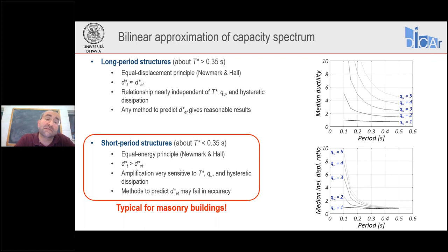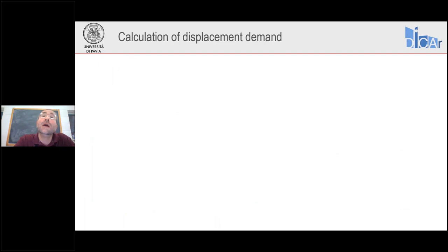Usually masonry buildings have periods shorter than this somehow, let's call it threshold of 0.35 seconds, and so here we need to be very careful on what we do and on the method that we apply. And so let's look into the methods for calculating this displacement demand. They're basically classified into two main families.